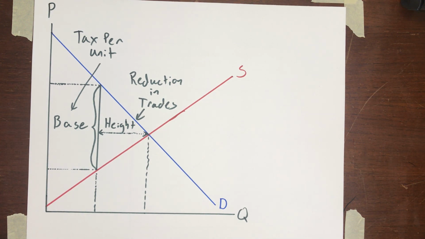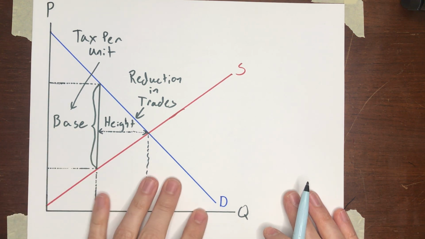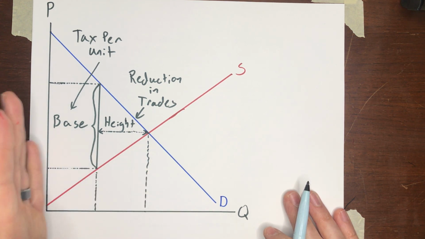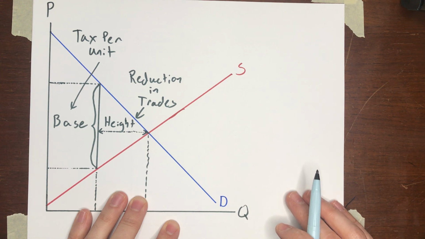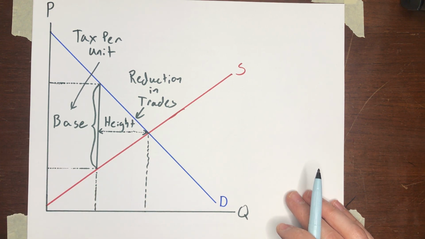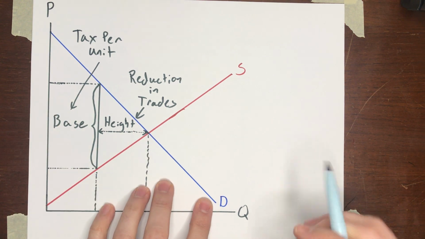Part C. Holding the base constant, the height and thus the deadweight loss would get larger if the demand curve or the supply curve were more blank. All right, well, I'm going to show you by just changing the demand curve, but the same would hold for the supply curve. The word that they're looking for to fill in the blank is elastic. The more elastic either or both of those curves are, the larger the deadweight loss is going to be. Holding the base constant, the height is going to be bigger.